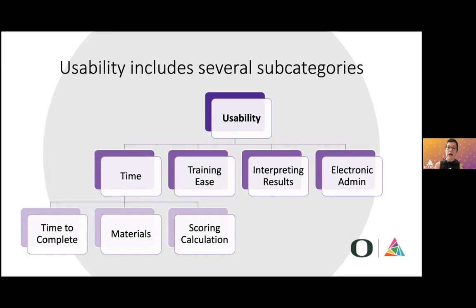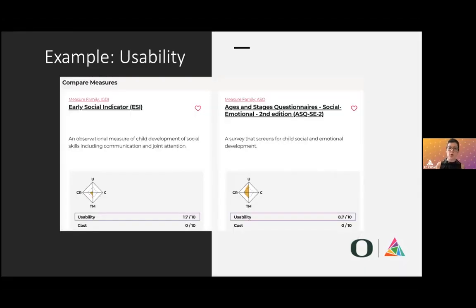So of course, depending on where you're implementing a measure, that's going to contribute to how usable it is for you, whether or not you're able to have an internet connection. So this is really the full snapshot of what currently contributes to that overall usability score. And now I'm just going to walk through a quick example that uses the compare function on our website.